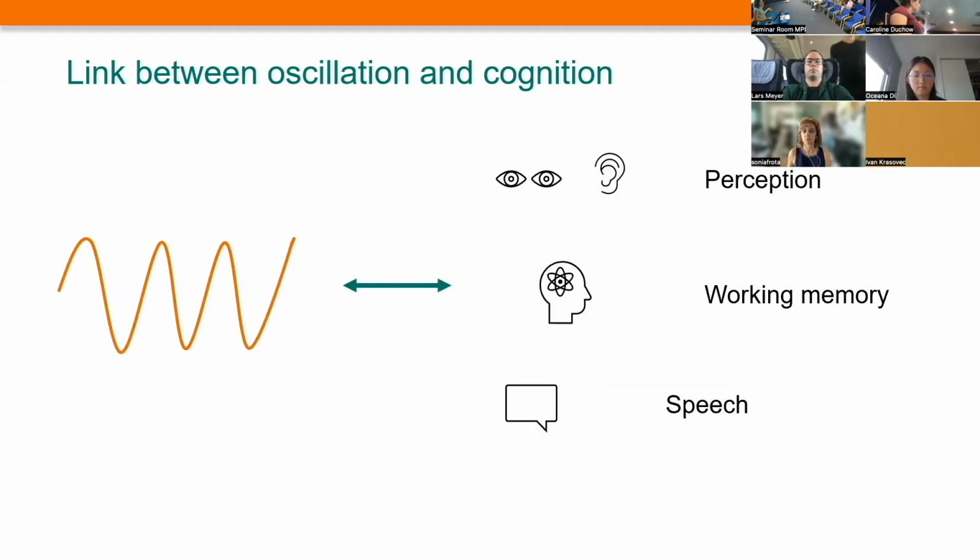So the goal of my research line is to find a link between oscillations and cognition, really having as a starting point the low-level fundamental features of oscillations. So I will talk a bit about perception, working memory, and at the end, most of the talk will be dedicated to speech.